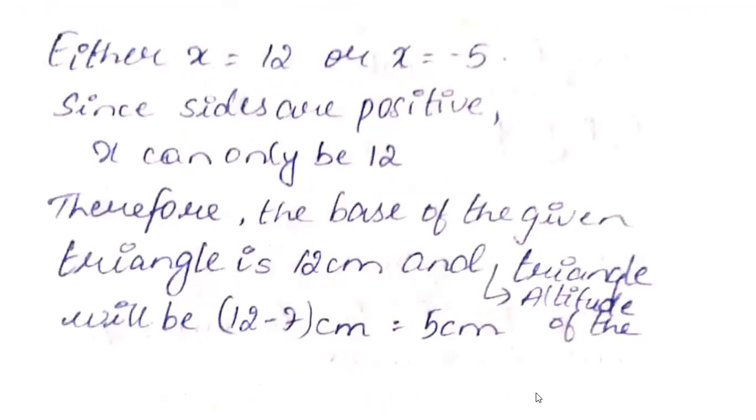Next, either the solution is 12 or minus 5. X can be either 12 or minus 5. The base can be either 12 or minus 5. But the side is always a distance, which is always positive. So it can only be 12. X can only be 12. Therefore, the base is given as 12.